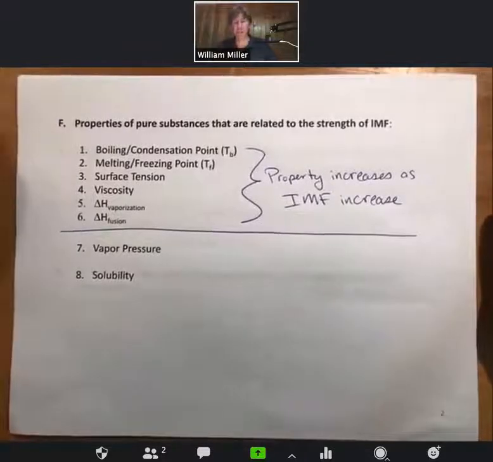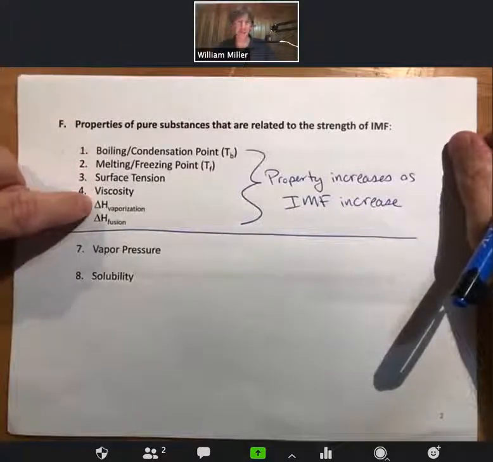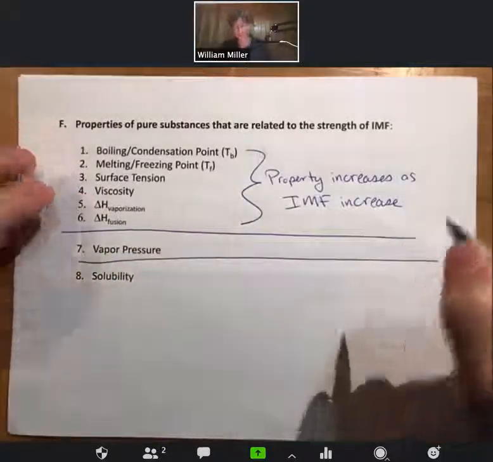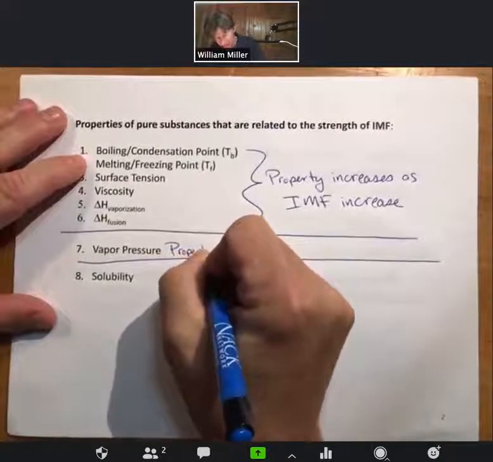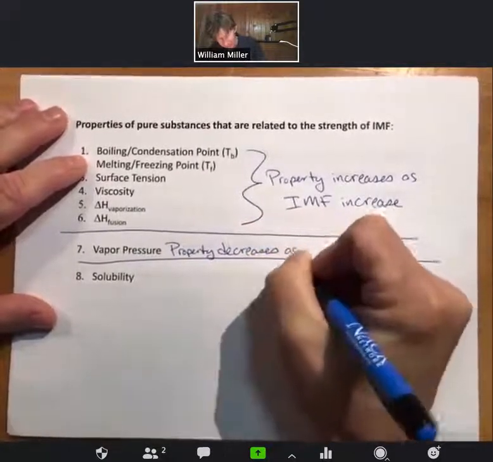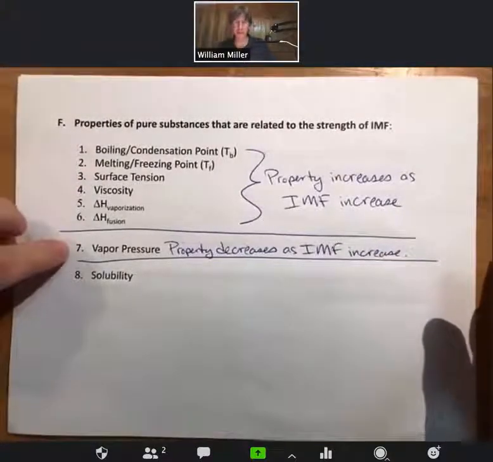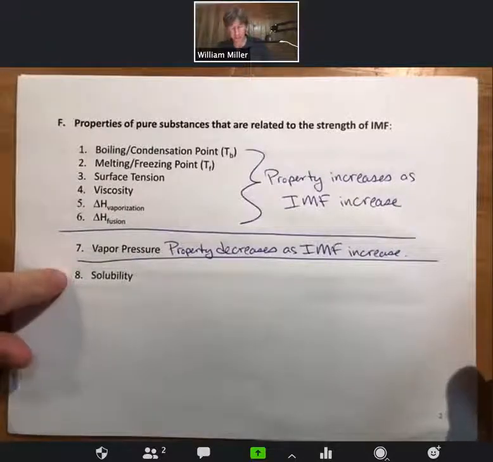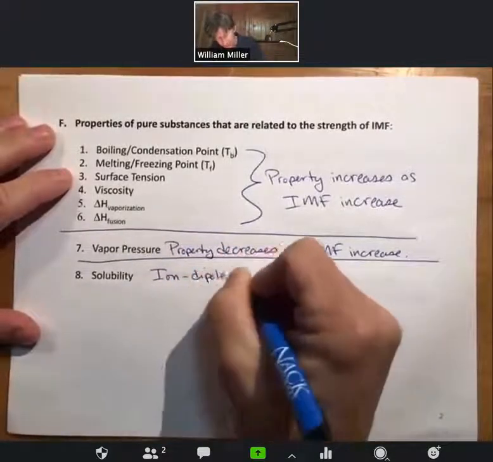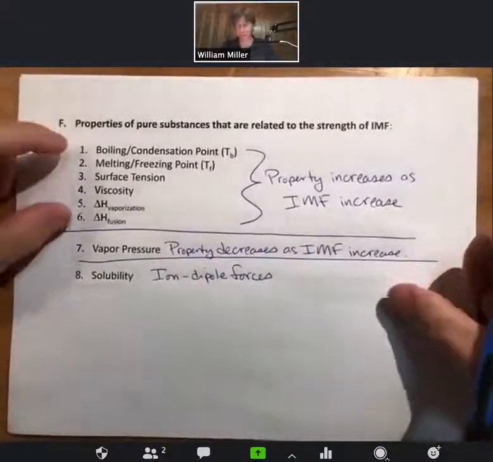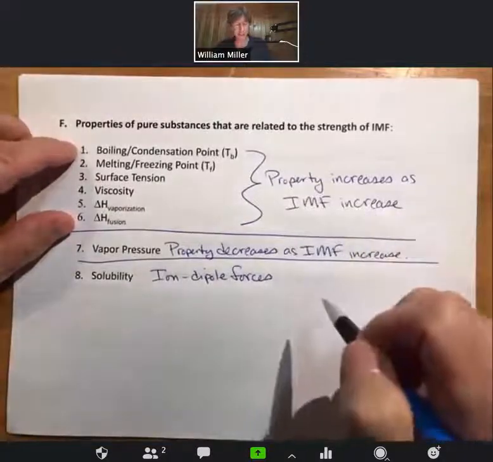So stronger intermolecular forces lead to higher boiling points, higher melting points, higher surface tensions, higher viscosities, higher delta H values for these two. There's one property that's different, and that's vapor pressure. The property decreases as IMF increases. So that's the one that's different from the others, and we'll talk quite a bit about vapor pressure in this lecture outline. And then solubility. Solubility is related to ion-dipole forces. And again, it's just different. But the vast majority of the time we're going to be talking about these top properties. What you need to remember is that these properties increase as intermolecular forces increase.